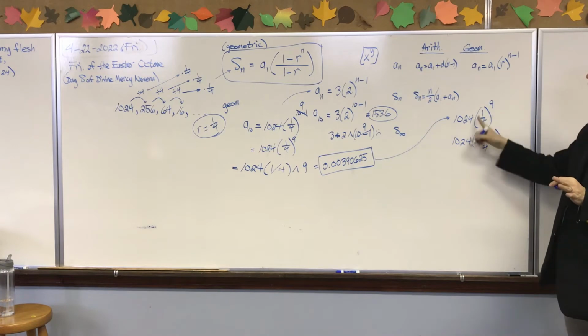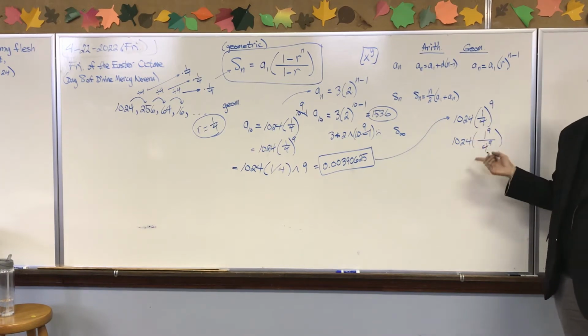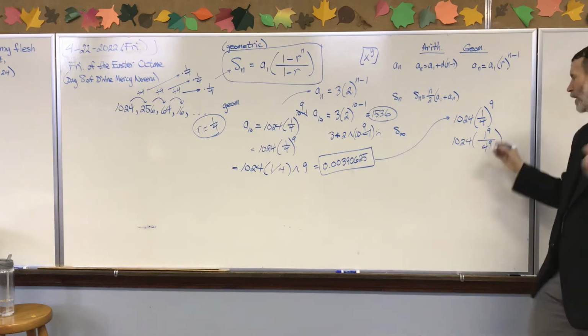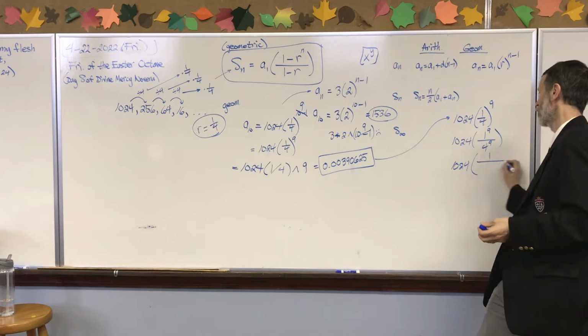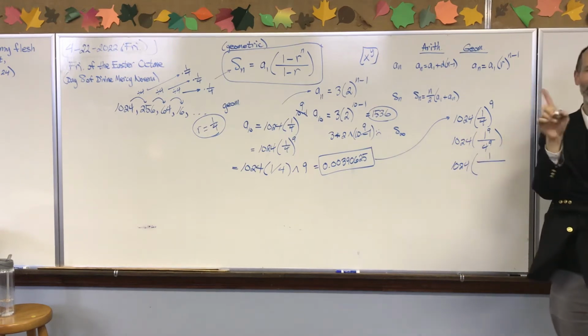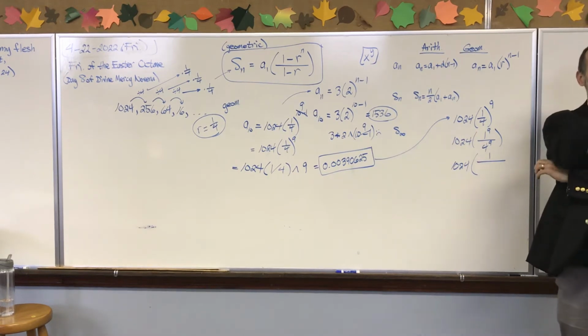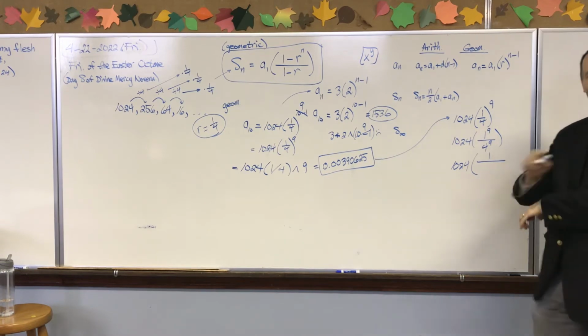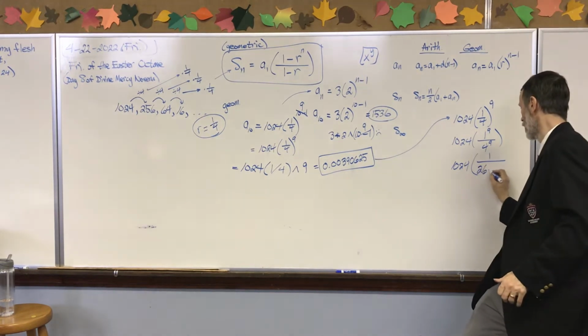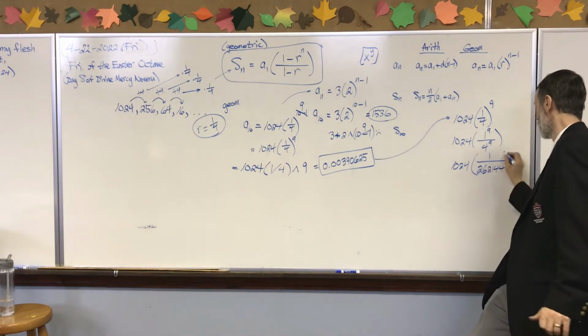When you raise a fraction to a power, you do the top and bottom separately. What is 1 to the 9th? It's just 1. So 1024 times 1 over, somebody type in just plain old 4 to the 9th. It's relatively big. 262,144. That's what I got.